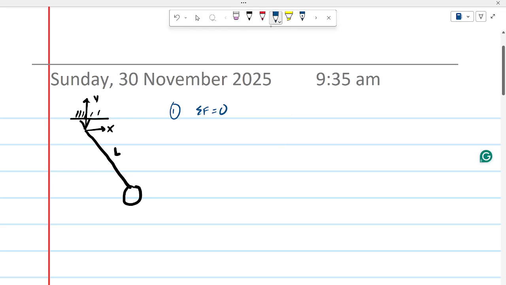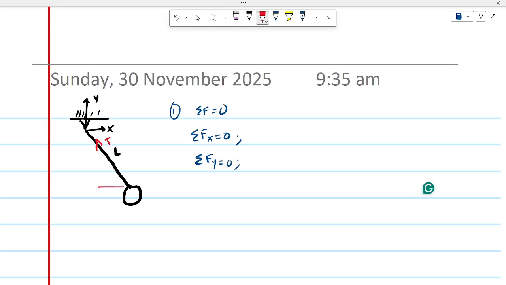Since it is vibrating along two axes, we have to take into account the x-axis and y-axis as well. The summation of all forces along the x-axis should be equal to 0, and along the y-axis should be equal to 0. Then our system will be in equilibrium. So what are the forces acting along the x-axis? There will be tension in the string, acting opposite in direction.